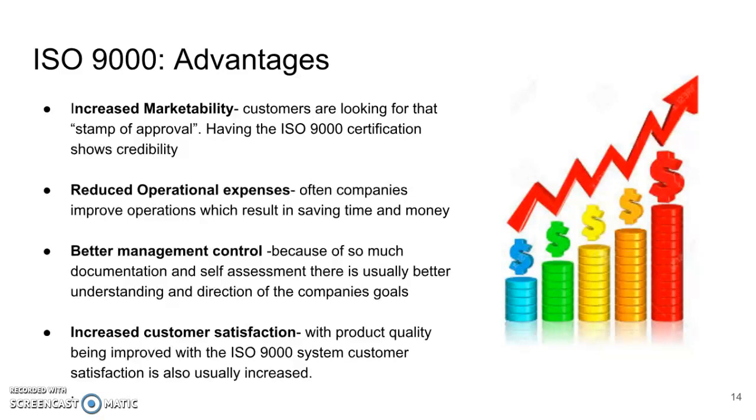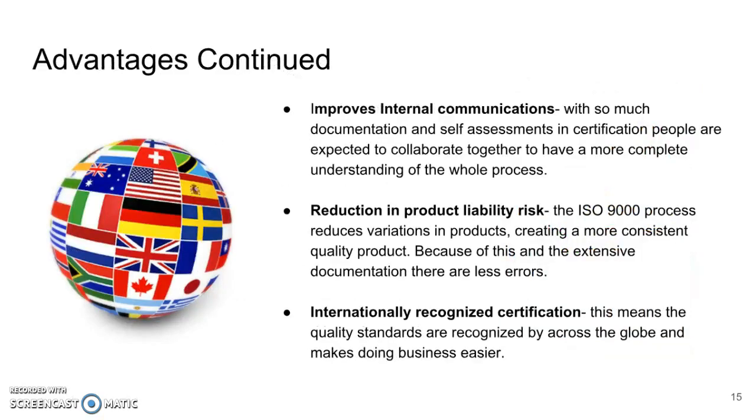If you focus on improvement of operations like we talked about in our hot dog example, you'll be able to see reduced waste and reduced expenses. You have better management control because you have a lot of documentation that goes into ISO 9000. There's a lot of self-assessment as well, so you have a very good understanding of the goal. There's also increased customer satisfaction because the point of ISO 9000 is to produce a better quality product. So you'll have more satisfied customers.